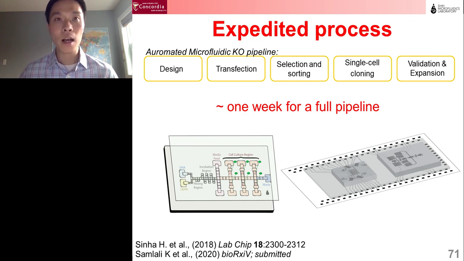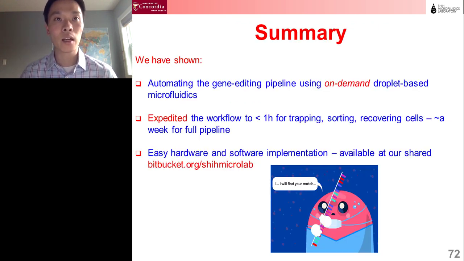So with that, I'll summarize my talk. I hope I've shown you that we're able to automate the gene editing pipeline using on-demand droplet-based microfluidics. We've expedited the workflow to less than 1 hour for trapping, sorting, and recovering cells, and approximately a week for the pipeline instead of a month. At the same time, you can download our hardware and software for your own implementation, and this is available at our Share Bitbucket website.